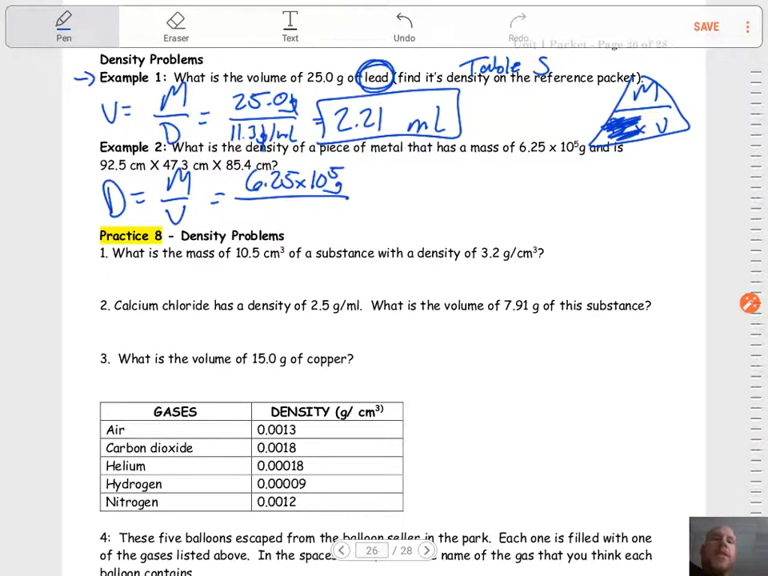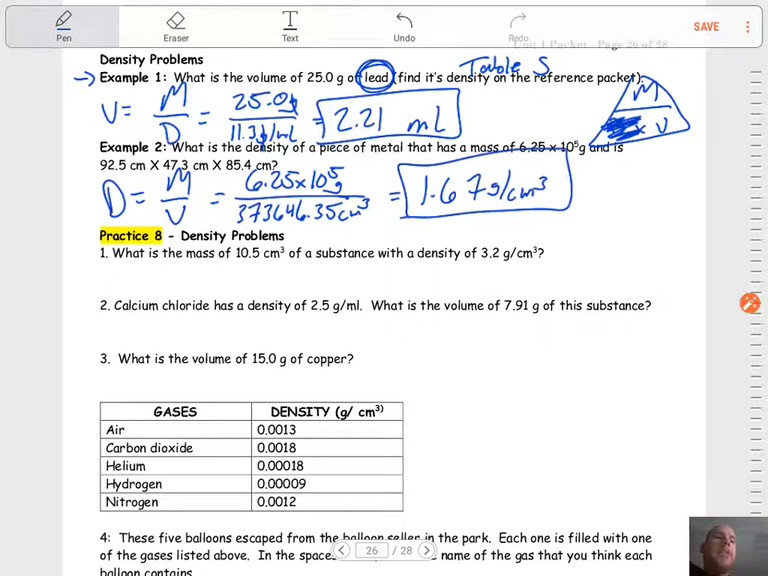So if you take 92.5 times 47.3 times 85.4, you would get 373646.35 centimeters cubed. Then you can just plug that into your calculator, and you would get an answer of 1.67 grams per centimeters cubed.